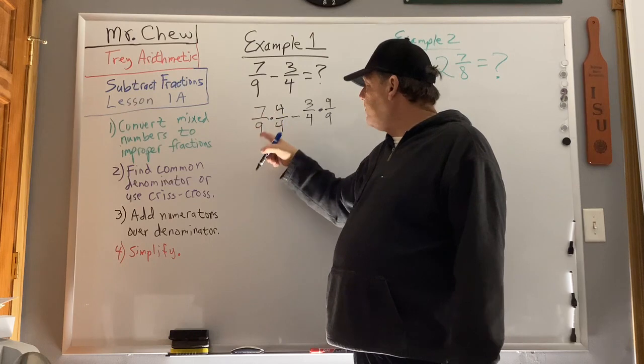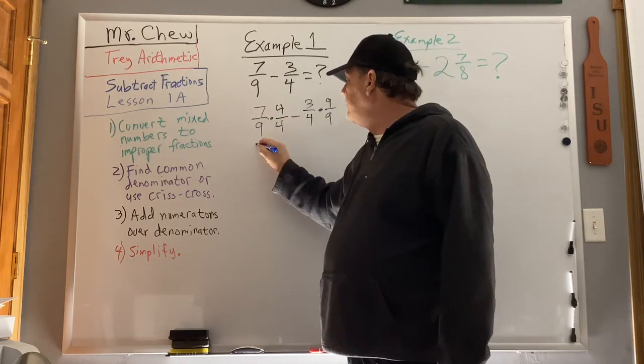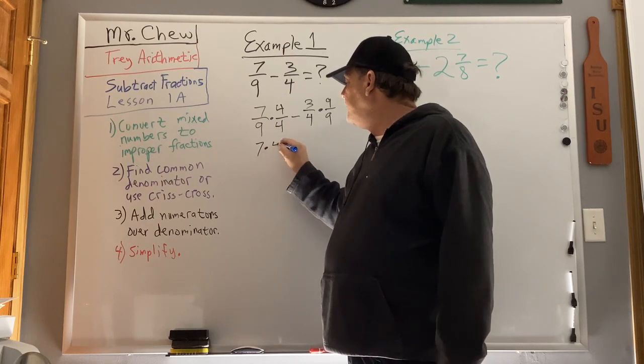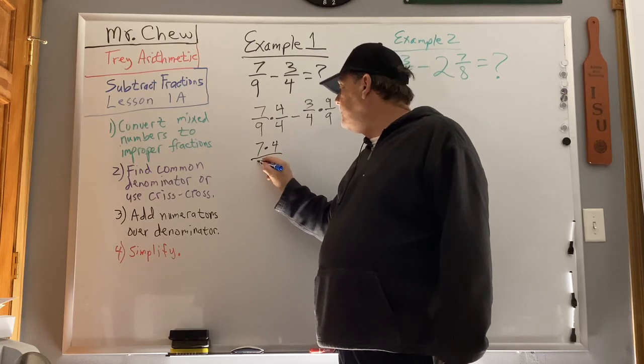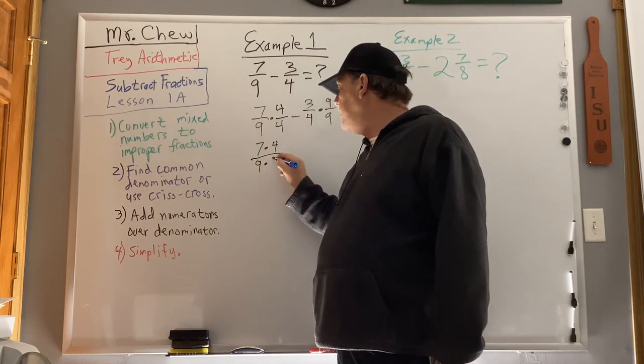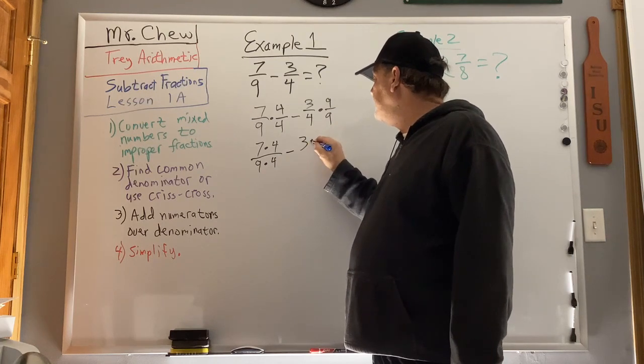So when I'm multiplying two fractions, I multiply the numerators, 7 times 4, and I use a raised dot for multiplication. And then I multiply the denominators and put that in the denominator on both sides.